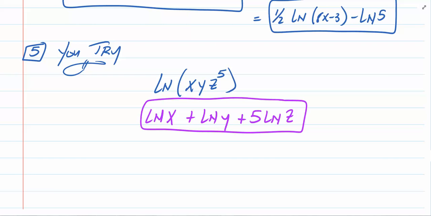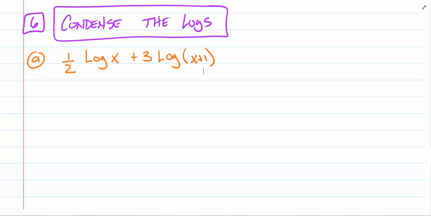All right. Before, what we were doing is we were taking the logarithm and expanding it out. Now we're taking an expanded logarithm and condensing it down to a single logarithm. So the directions may say something like write as a single logarithm or condense the log. So what I see here is a product rule in reverse and a power rule in reverse, right? Do you guys see that?